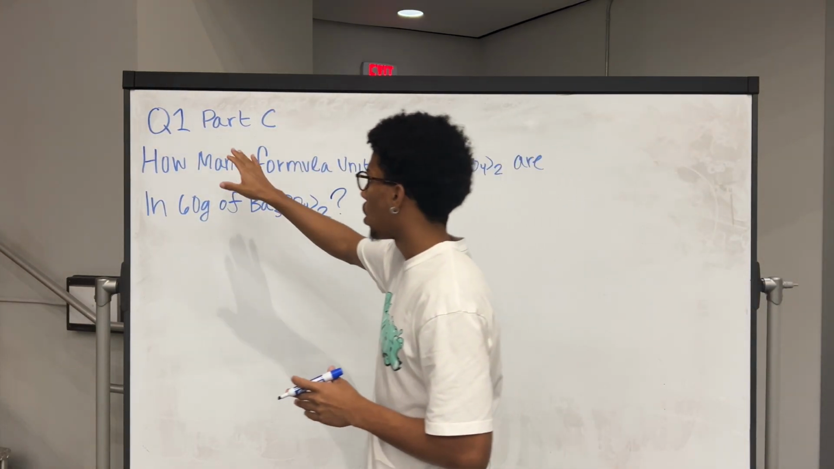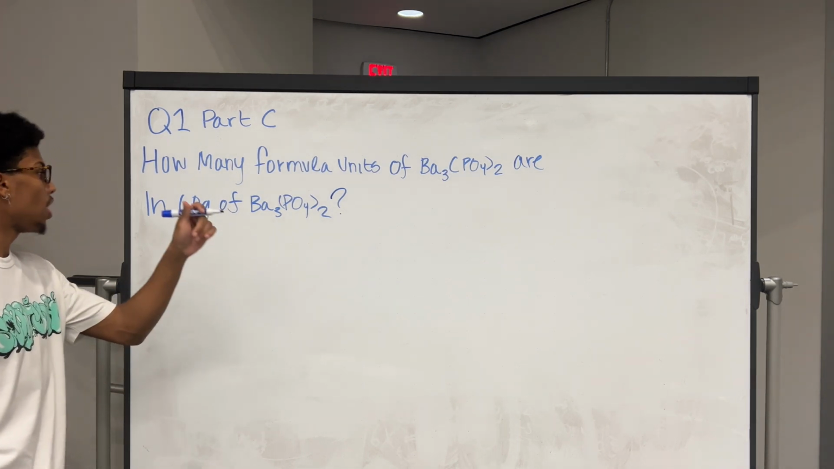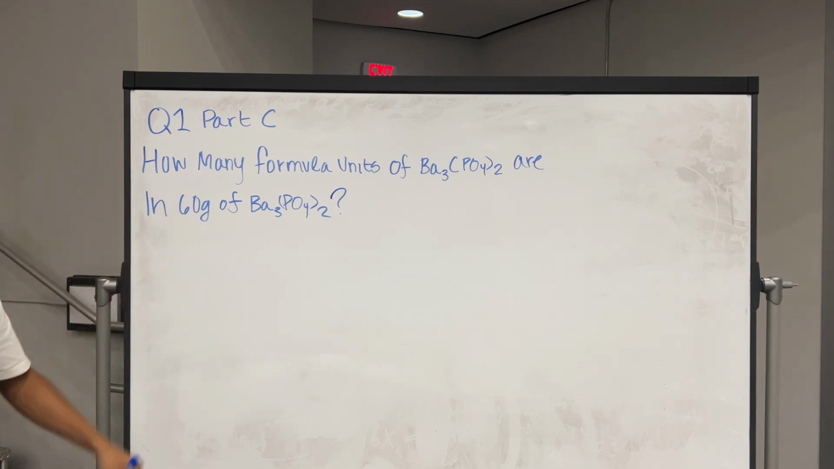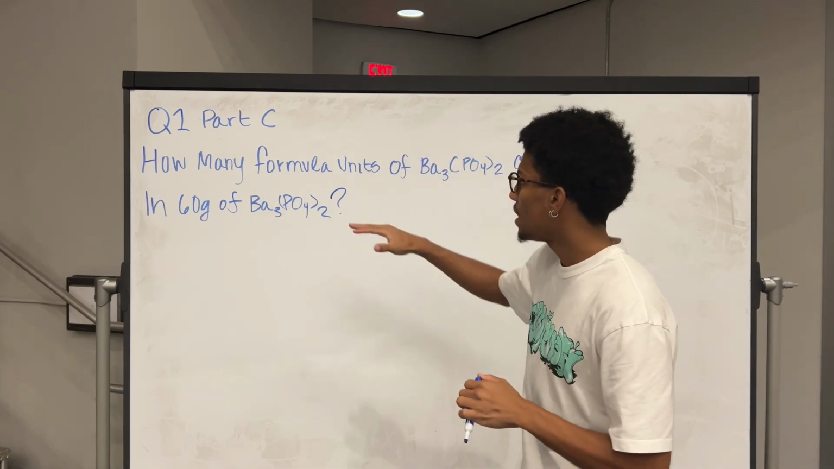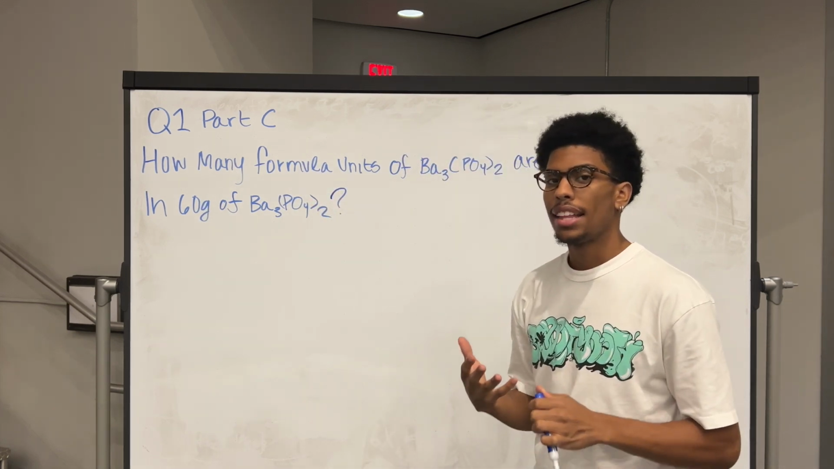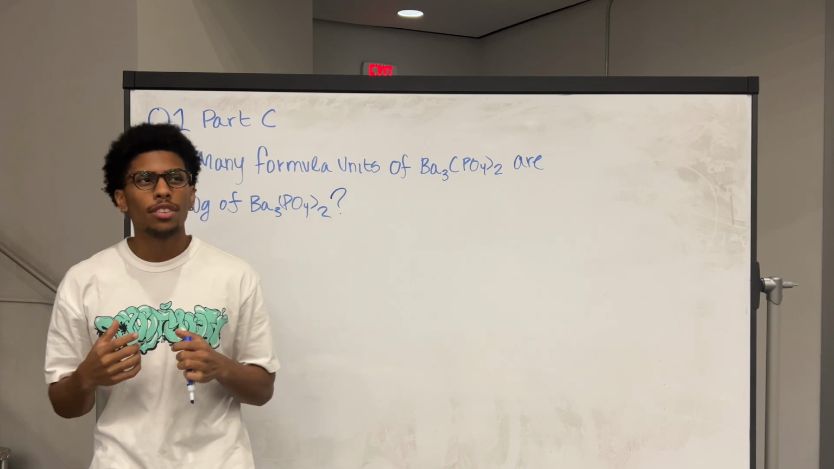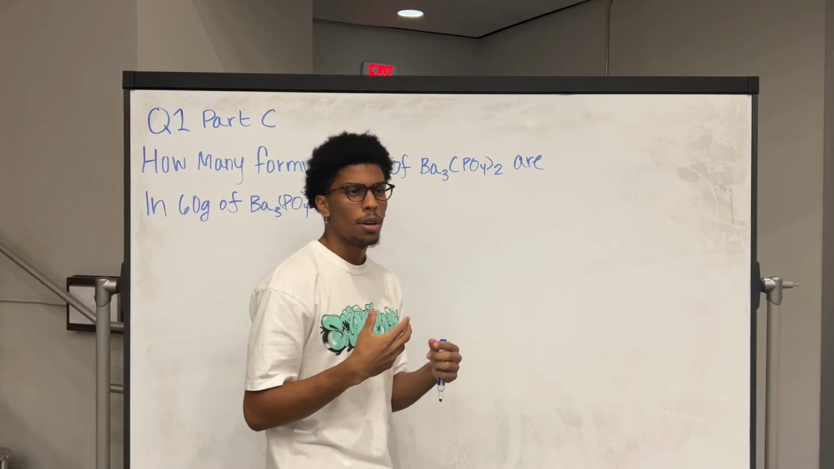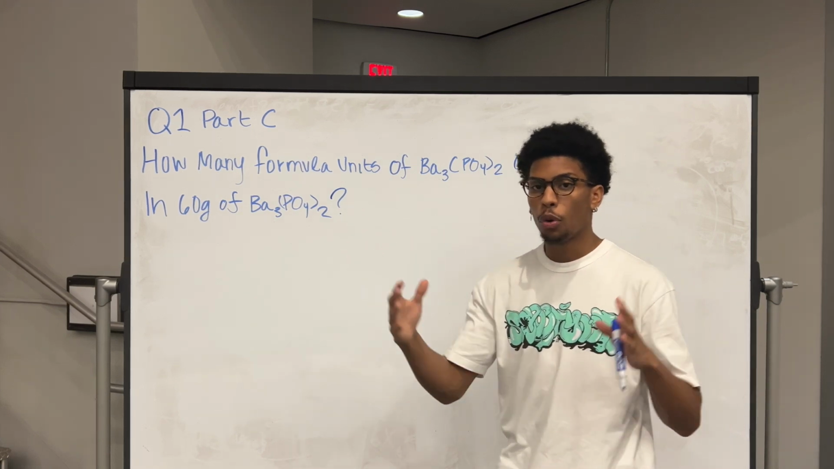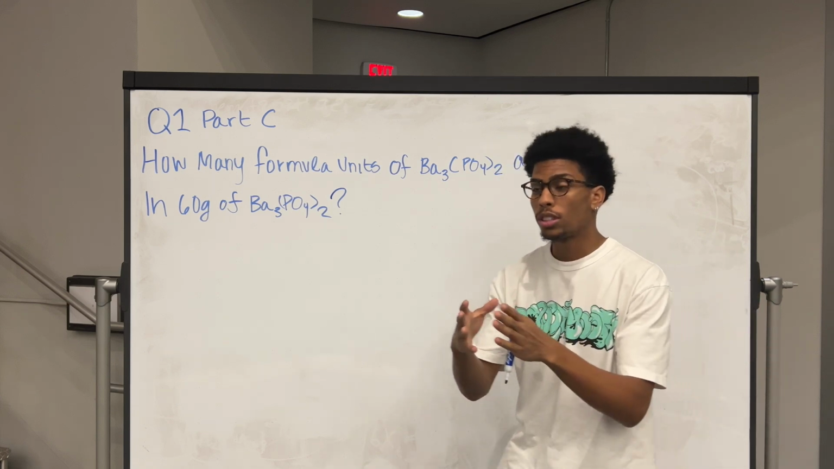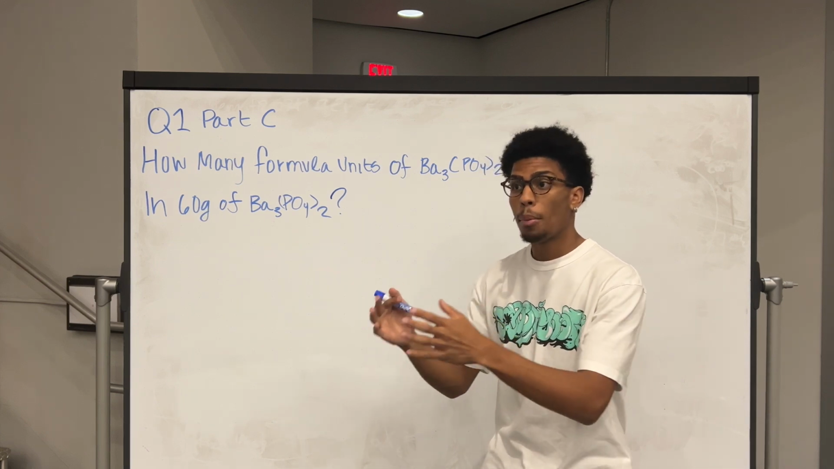Now we're going to solve question 1, part C. And question 1, part C says, how many formula units of barium phosphate are in 60 grams of barium phosphate? And so when students read this question, they get kind of confused because they see formula units and they've never seen that terminology before. But do not get it confused, because it's very similar to saying atoms, molecules, particles. And so if you look at your conversion sheet where you're going from mass to moles to number of particles, formula units is basically saying number of particles.